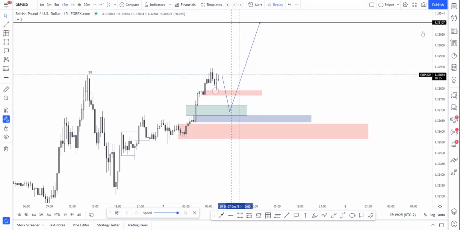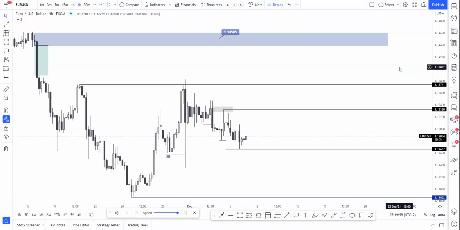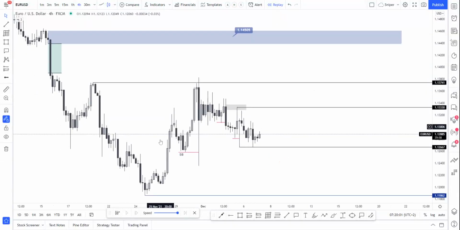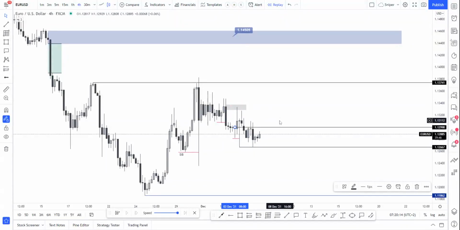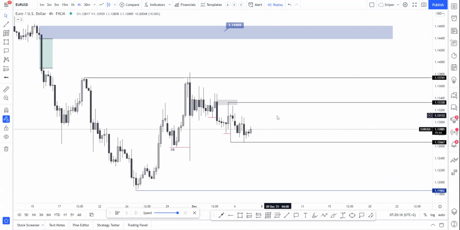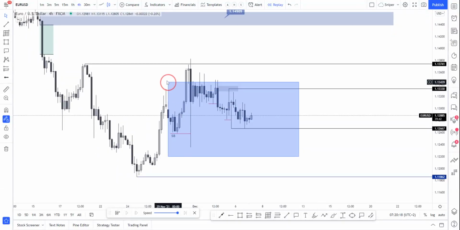So let's have a quick look at euro dollar. I haven't been really interested in euro dollar for some time now, and it's obvious to see why. It's quite difficult and frustrating price action. Nothing really clear or precise, it's just really ugly price action. So for me personally, I'm not enjoying reading this price action.